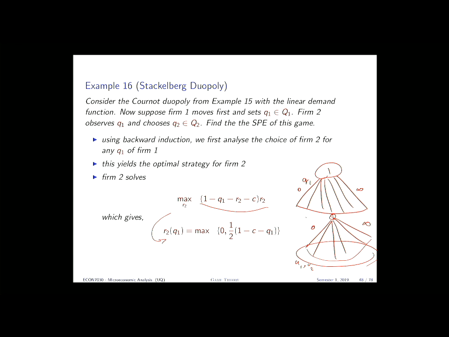Now we reduce these infinitely many actions to just some of them, and those are the star ones, or as we used previously, the arrow ones. This would take you to R2. Now, firm 1 knows that if they choose any quantity, they'll be reacted to by R2 as follows. So what they would do is simply substitute R2 into their original profit function and maximize their profit.